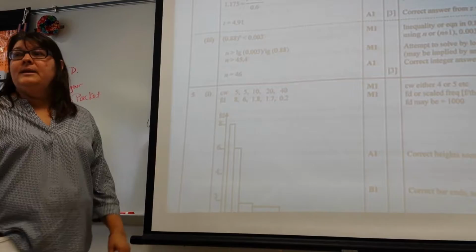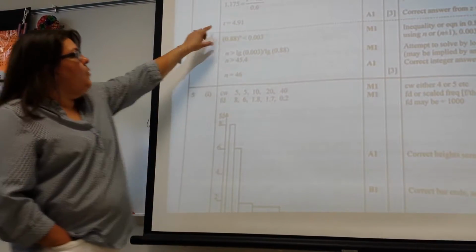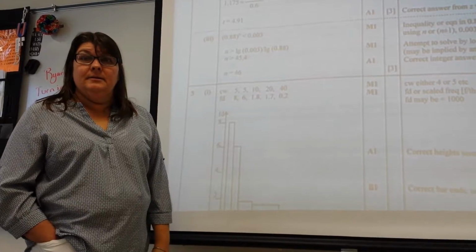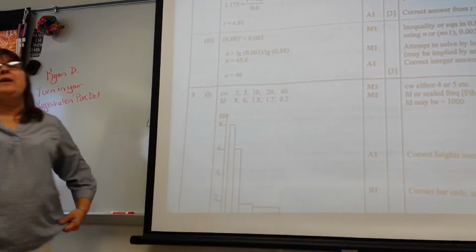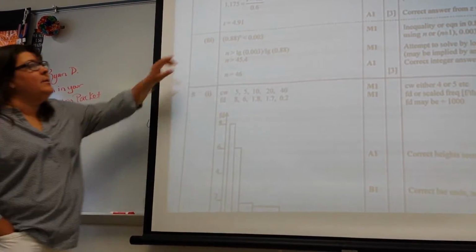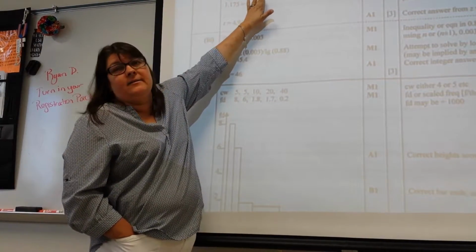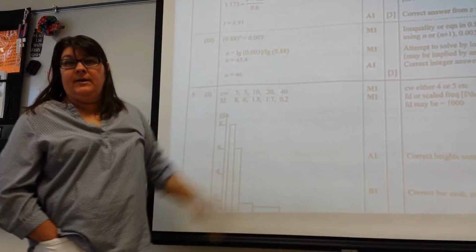Okay, so now does everybody understand why it's 1.175 equals t minus 4.2 over 0.6? Because x is the same thing as t in this case. Correct. And what do we have here? 1.17 is a z-score, which is equal to x minus the mean over the standard deviation, right?